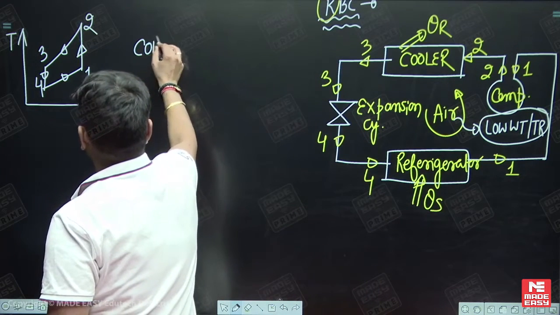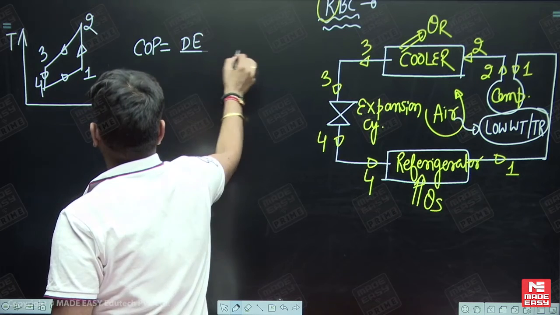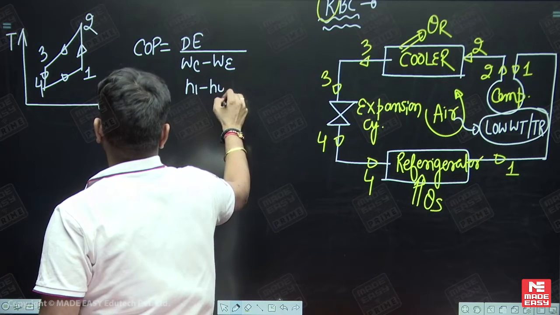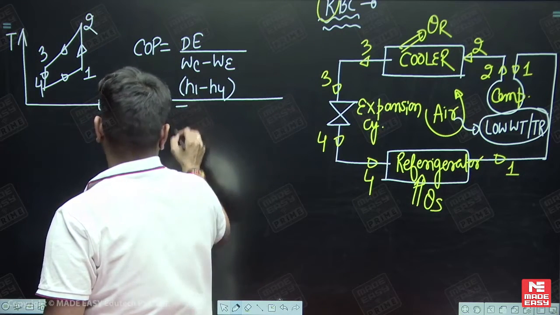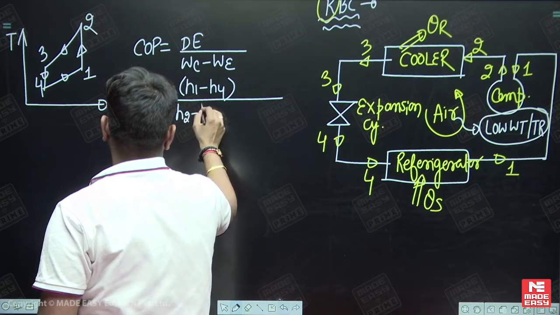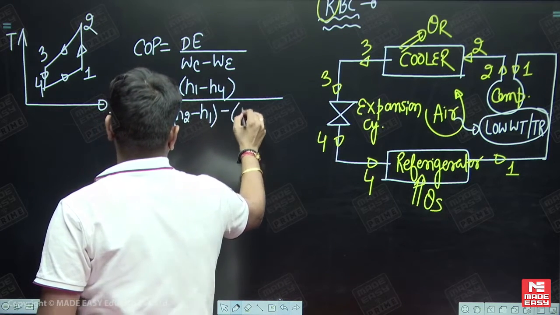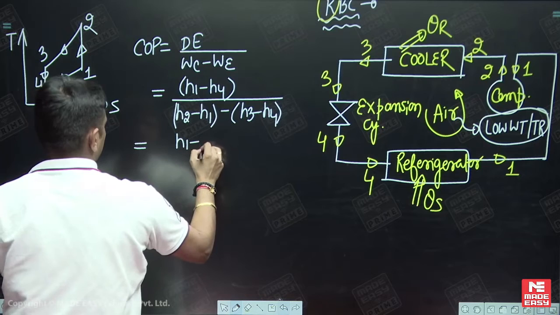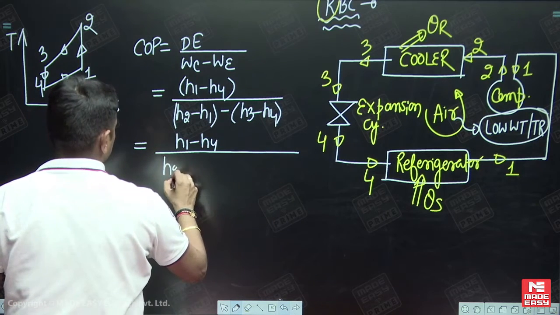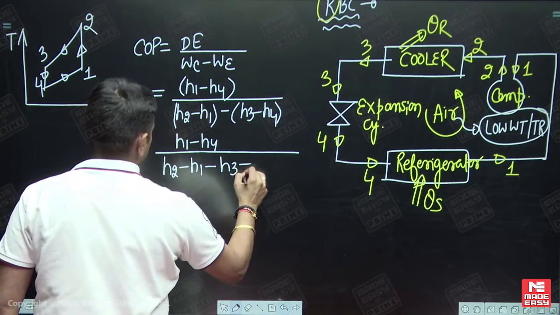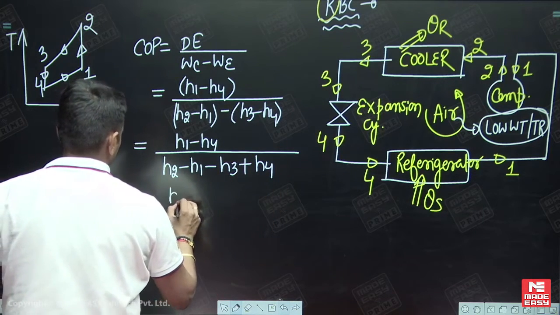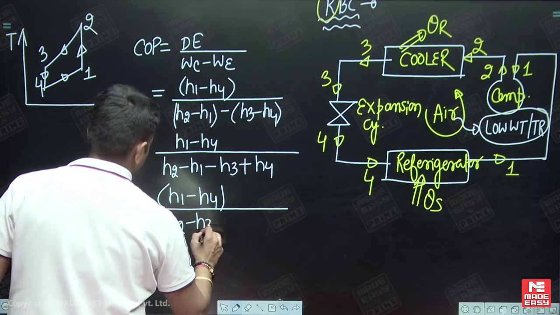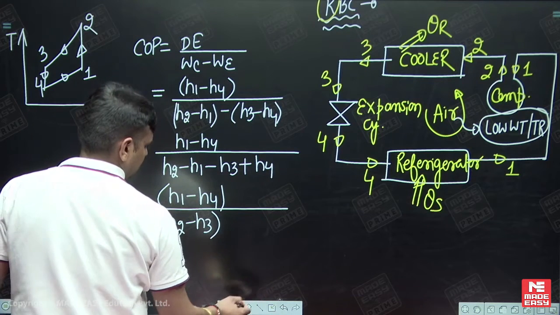So actually the COP is equal to desired effect upon work input. Work input is compressor minus expander, and that is H1 minus H4, okay, and divided by this is H2 minus H1, okay, and this is H3 minus H4, okay. So this is H1 minus H4 divided by H2 minus H1 minus H3 plus H4, okay. H1 minus H4 divided by this is H2 minus H3.